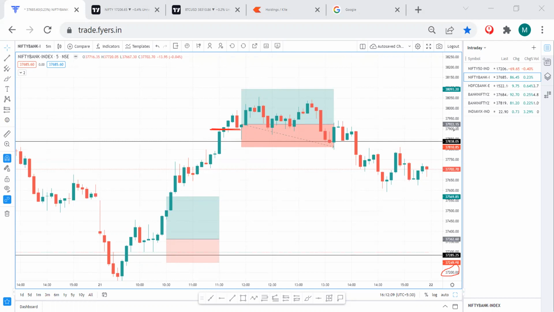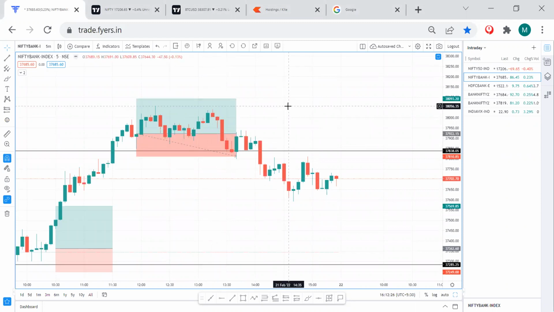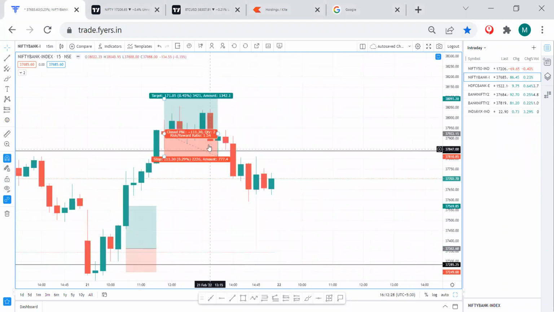So do you expect the market to give you another 400-500 point move or a 200-300 point move? It was risky here. However, after taking the trade, you could have taken your exit on this candle. Why on this candle? I'll tell you. See, the time is 13:25. Let's come to the 15 minute time frame. This is 13:25. At 13:15 you had got your bearish engulfing.